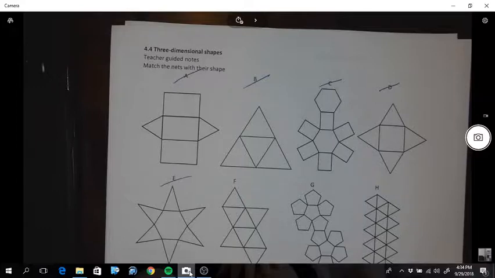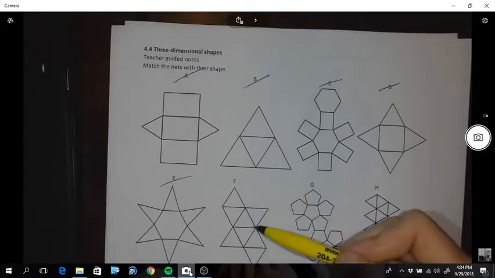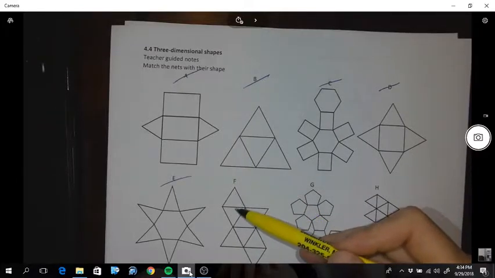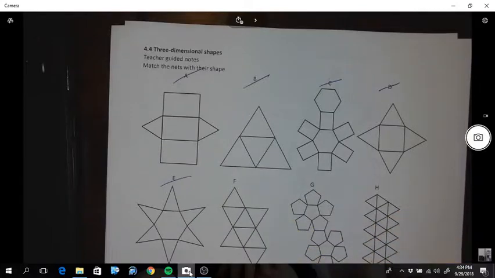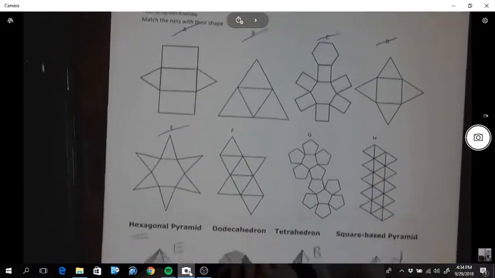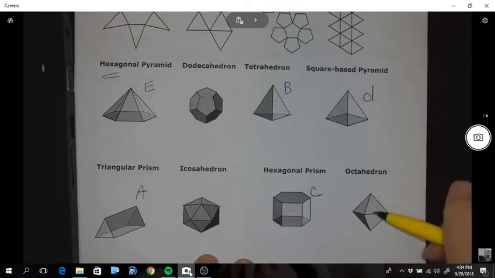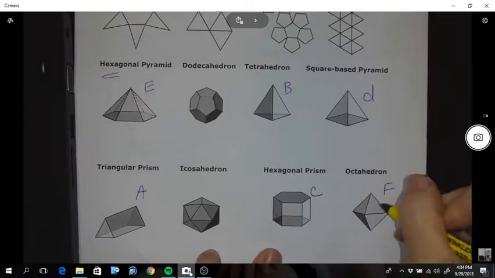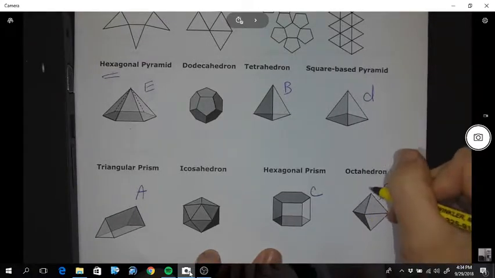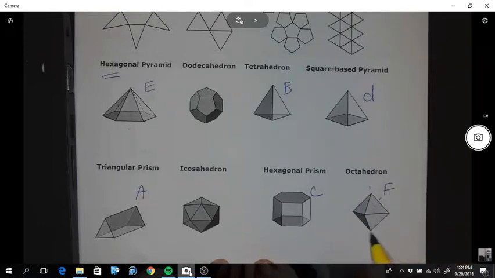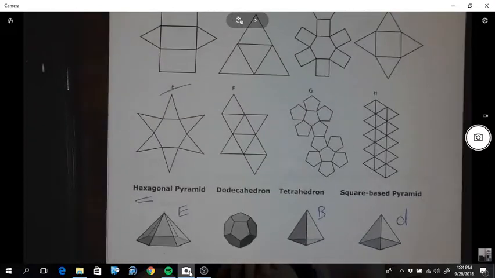Then we have 3 shapes left. F, we're going to have 8 triangles. So I think that's going to match this shape because 1, 2, and there's going to be a side and a back one, which is 4, and then 4 as well here. So that will make our 8.